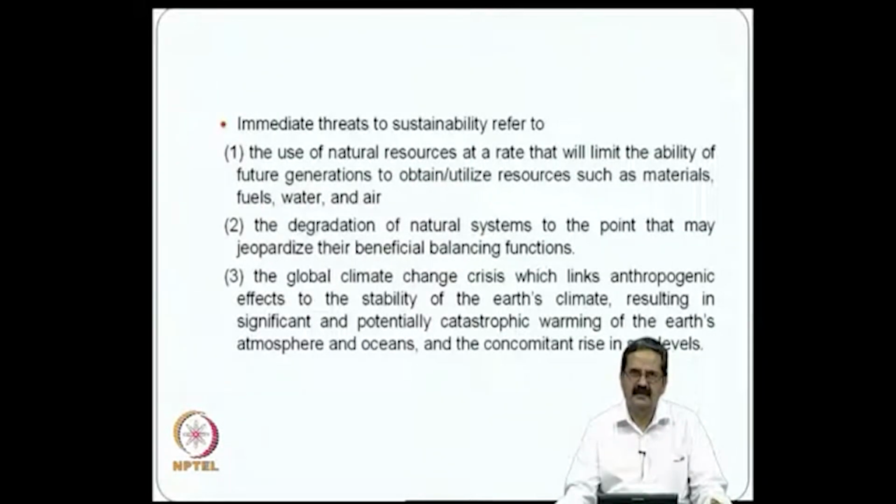What are the immediate threats to sustainability? One is that the use of natural resources is at a rate that will limit the ability of future generations to obtain and utilize resources such as fuels, water and air. So, the rate of use of natural resources should not be so fast that it will affect the balance or the needs of future generations.